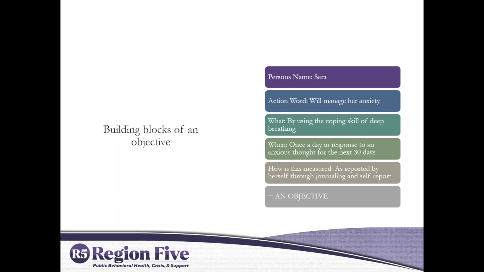When, that measurable aspect, once a day in response to an anxious thought for the next 30 days. That's our measurable. And how is it going to be measured? How are we going to know she's doing it? Because it's reported by her through journaling and self-report. And that in and of itself is an objective. So Sarah will manage her anxiety by using the coping skill of deep breathing once a day in response to an anxious thought for the next 30 days, as reported by herself through journaling and self-report.